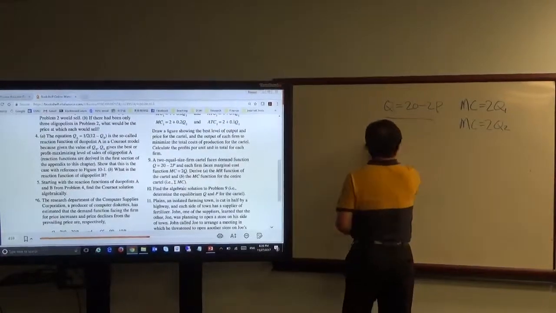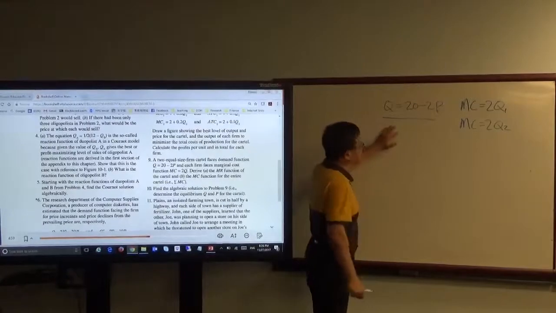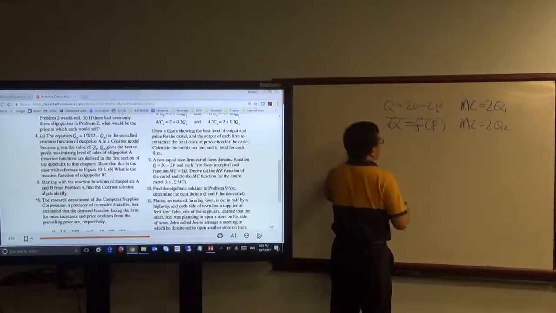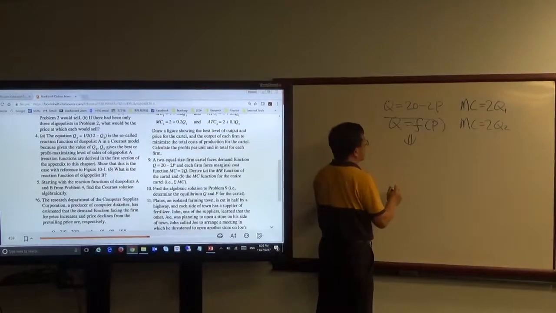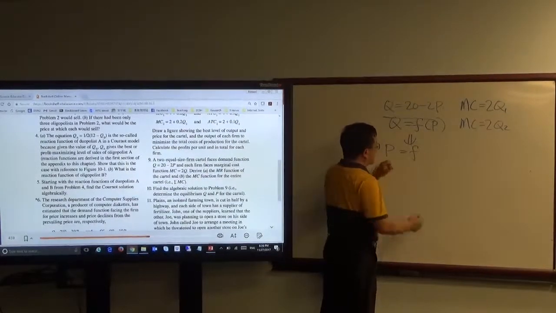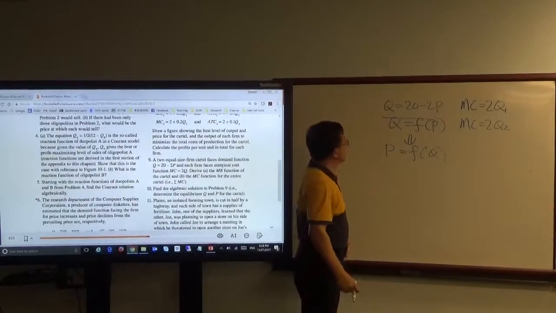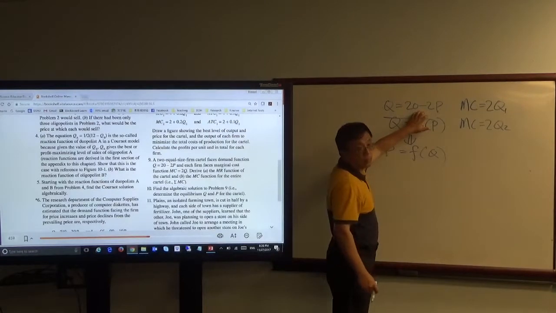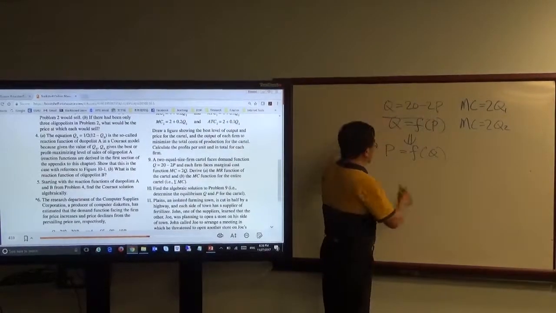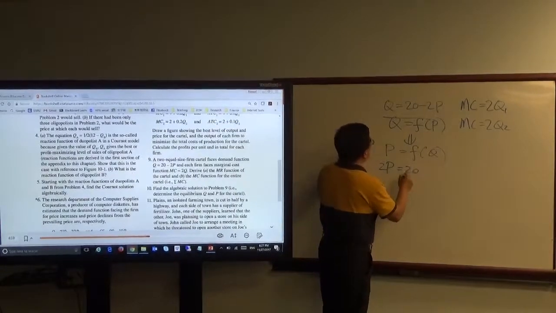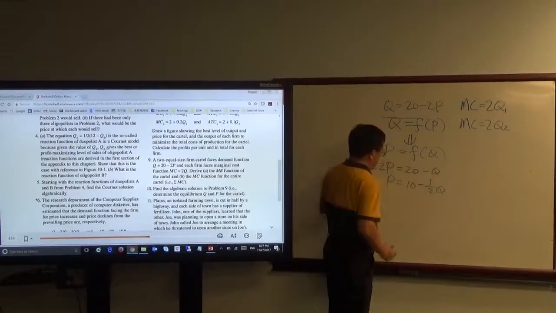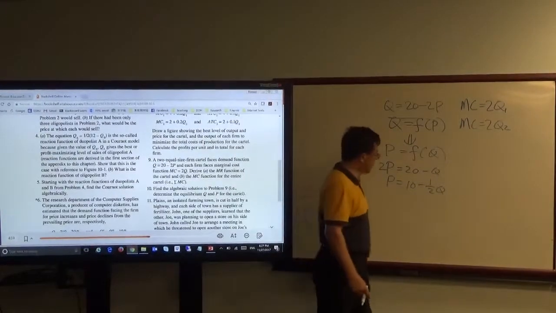What I can do is move this around. This is a direct demand function, quantity as a function of P. We can see whether we can find an indirect demand function, where the price is a function of Q. If I move 2P to the left and Q to the right, minus Q, you can find price is equal to 10 minus half Q. So this is the indirect inverse demand function.